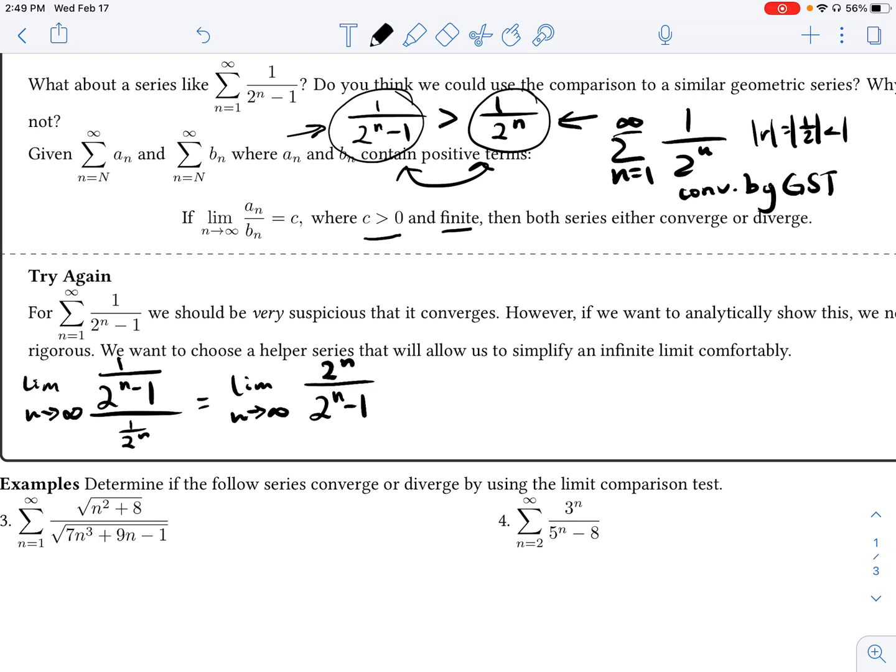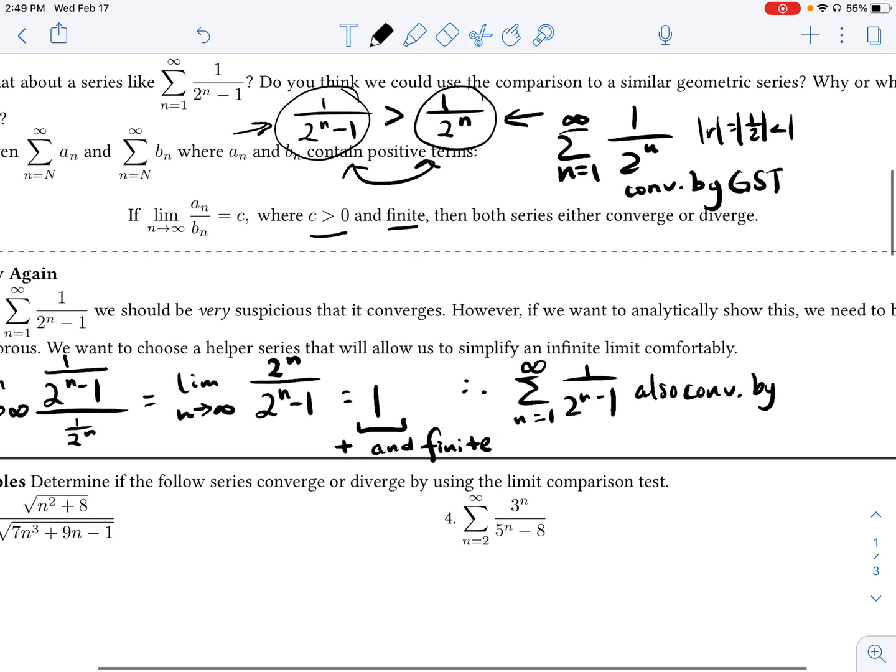So if this is true, now let's think about the limit of this. At first glance, it looks like we might have an indeterminate form, but what happens when we divide both the numerator and the denominator, each term in those, by 2 to the n? What are we left with? The answer is just 1. So the limit of all this is both positive and finite. And what does that tell you? Therefore, this series that we're trying to determine the convergence for also converges by the limit comparison test.